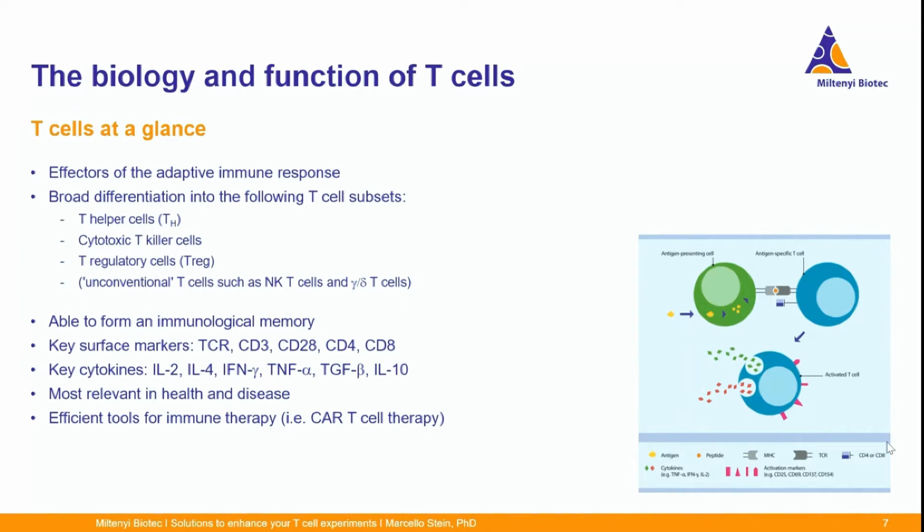To exert their function as effectors of the immune system, T cells release cytokines to communicate with the environment and to cause various effects such as promoting inflammation. These include interleukin-2, interleukin-4, interferon gamma, tumor necrosis factor alpha, transforming growth factor beta, and interleukin-10. T cells are most relevant in both maintenance of health as well as fighting diseases. Last but not least, these properties make T cells ideal tools for immunotherapy, where T cells, for example, are genetically modified as CAR T cells to attack cancer specifically.